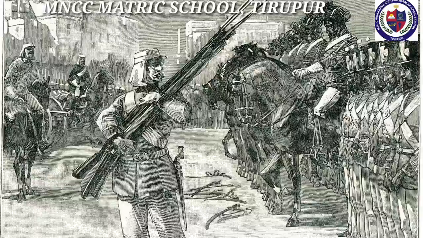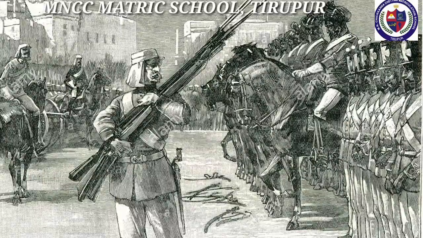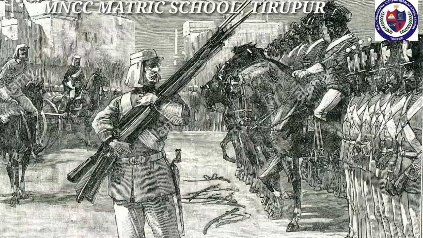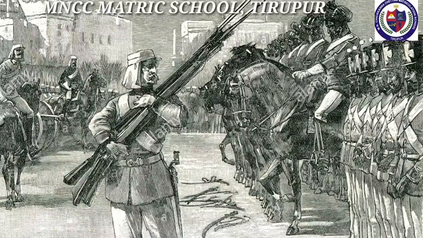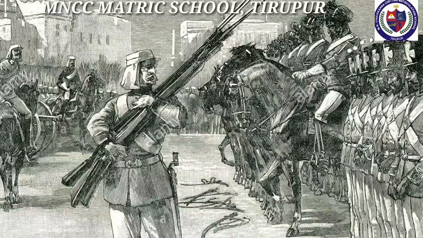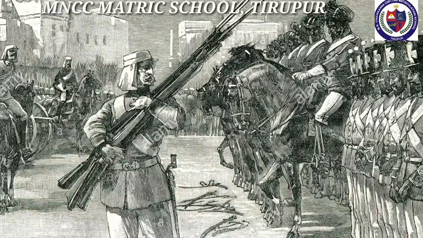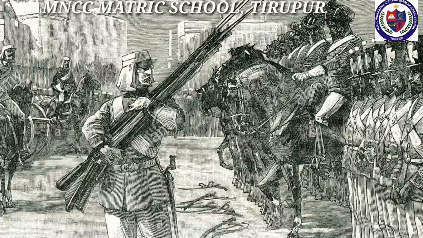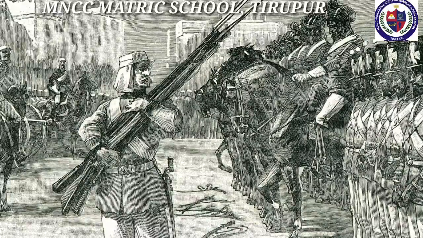The Great Rebellion of 1857. In 1857, British rule witnessed the biggest challenge to its existence. Initially, it began as a mutiny of Bengal Presidency Sepoys, but later expanded to other parts of India, involving a large number of civilians, especially peasants.